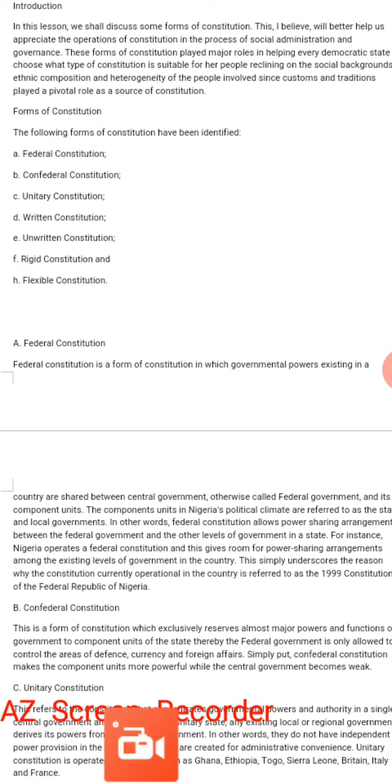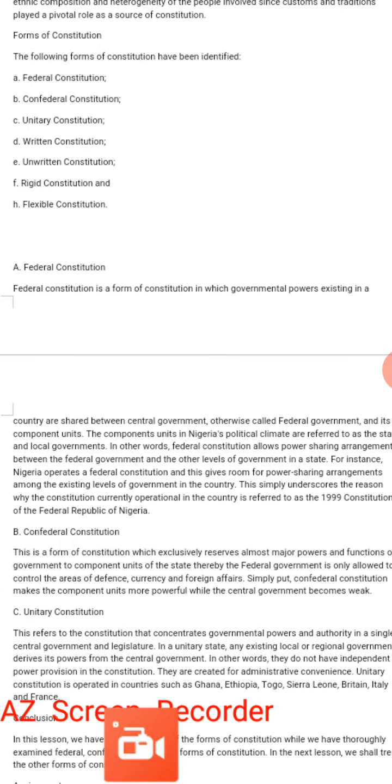Forms of constitution. The following forms of constitutions have been identified. A. Federal Constitution. B. Confederal Constitution. C. Unitary Constitution. D. Written Constitution. E. Unwritten Constitution. F. Rigid Constitution and Flexible Constitution. Let us now properly examine each form of constitution identified thoroughly.